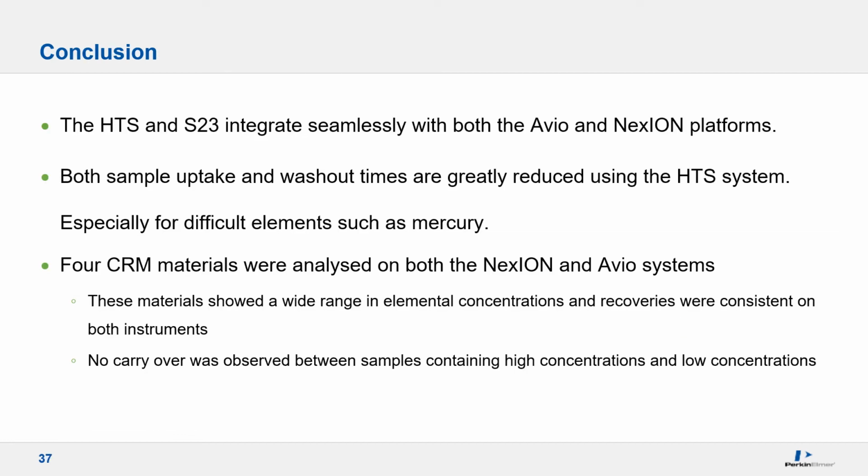In conclusion, the High-Throughput System, or HTS, and S20 series Autosamplers integrate seamlessly with both the Avio and NexION platforms. Both sample uptake and washout times are greatly reduced using the HTS system, especially for difficult elements such as mercury. 4 CRM materials were analysed on both the NexION and Avio systems. These materials showed a wide range in elemental concentrations, and recoveries were consistent on both instruments. No carryover was observed between samples containing high concentrations and low concentrations.